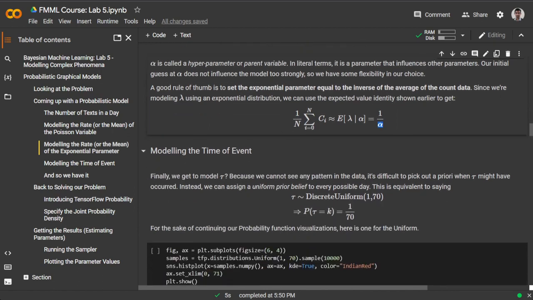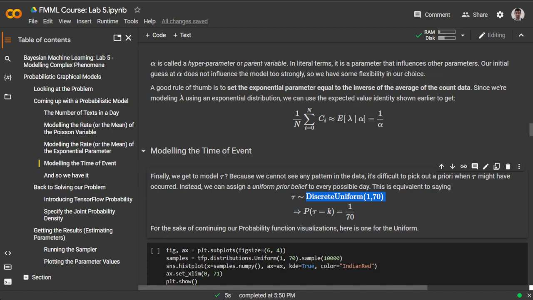Next, the time tau at which the rate of messaging switches for our model can be assumed to follow a discrete uniform distribution from 1 to 70. Again, 70 is a hyperparameter.